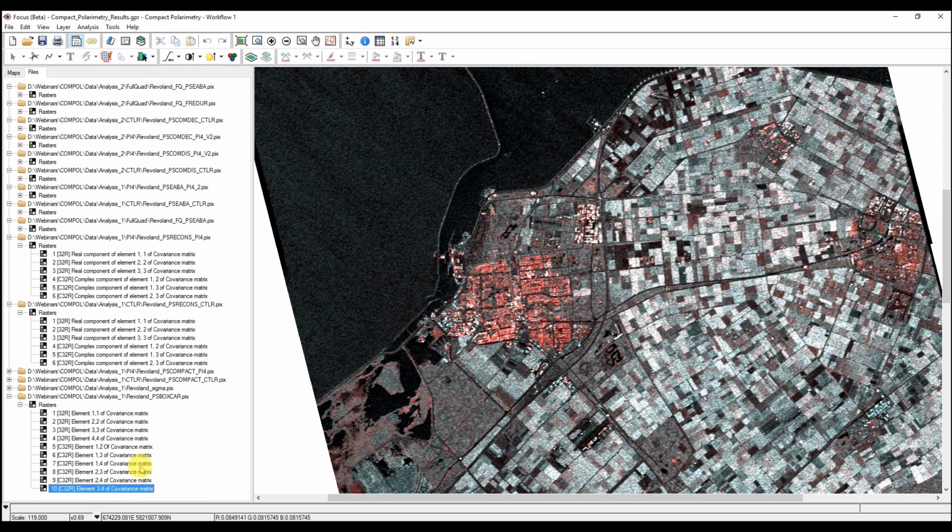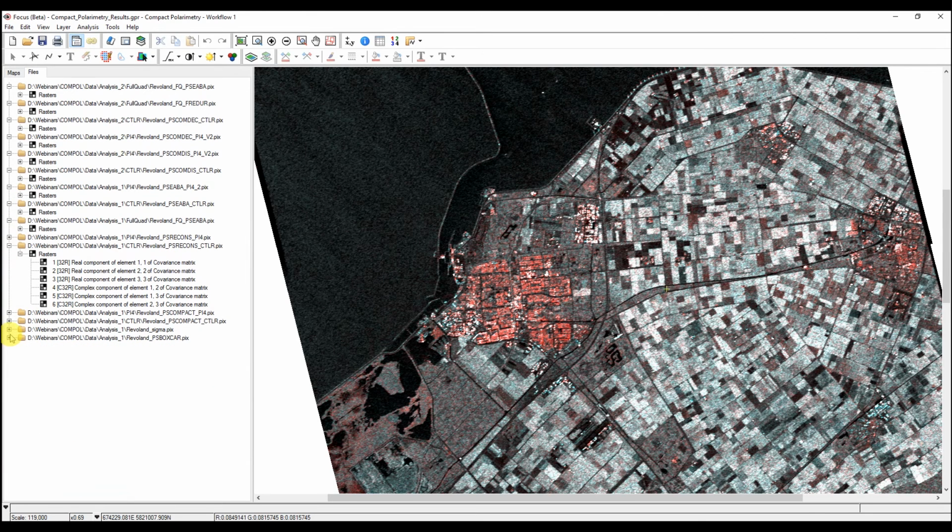And this is basically due to the fact that with compact pole images, or with compact pole, the satellite transmits 1 signal and receives 2. And in comparison to full quad, the satellite transmits 2 signals and receives 2. So the fact that we're only transmitting 1 signal, there's a loss of information right there, and that's why we're missing those 4 matrices.